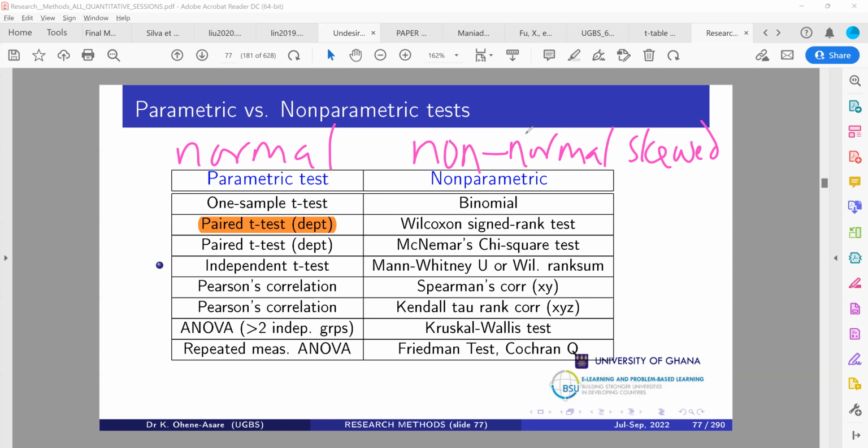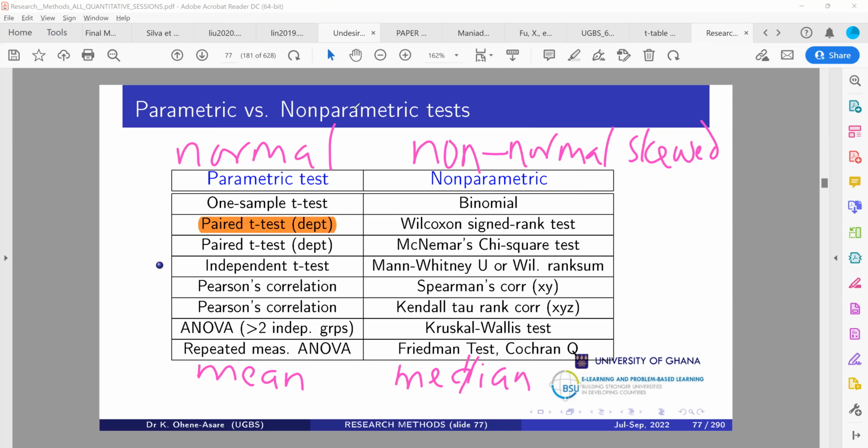Another thing is that parametric usually deals with the mean. Non-parametric usually deals with the median. So these are the two main differences between parametric and non-parametric. Now, what do we mean by dependent and independent sample?